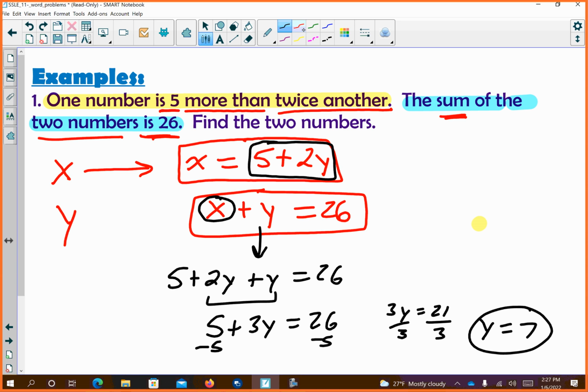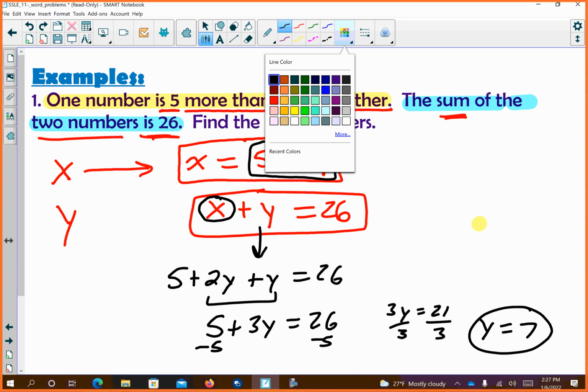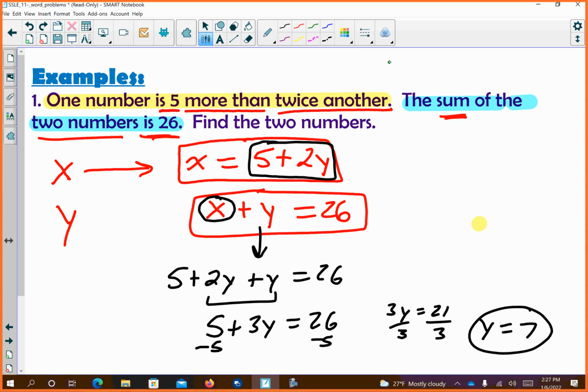All right, what would you like us to do after that? What should I do with this 7? How do I find x? Well, I can plug that y in here, or I can plug it in here. Doesn't matter which one you plug it in for, it's going to be the same answer. So I'll take the top one, because I'm looking for an x value.